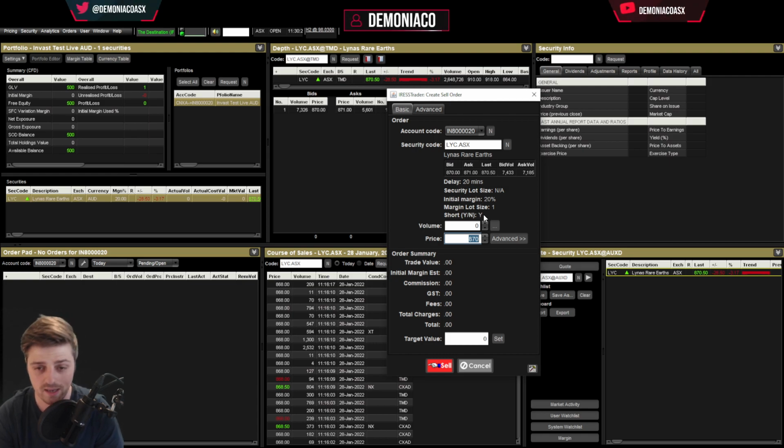However, what we want to look at is this box here, which says short Y/N. That means, is this stock shortable, yes or no? In this case, it's shortable. Do keep in mind that just because there's a Y there doesn't automatically guarantee that you're able to get stock to actually sell. Because in order to short sell, someone needs to be able to provide those shares in order for you to sell them.